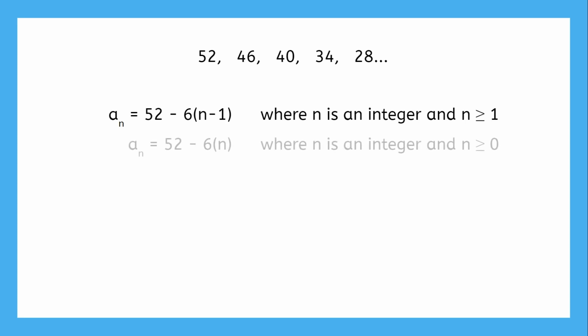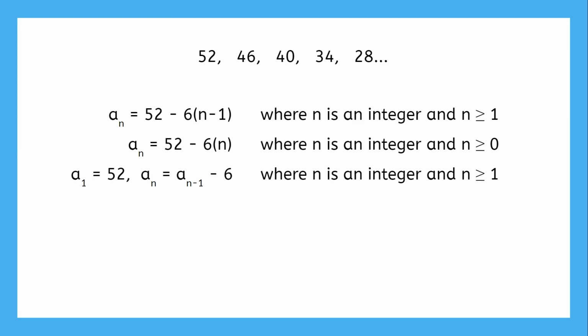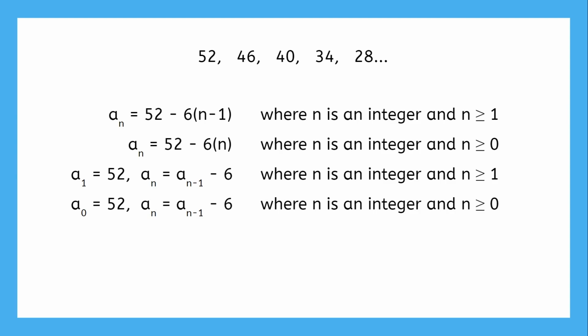We could also write it like this. Now the domain begins at 0, but that's okay because using 0 for n leaves just the 52. So the starting term will still be correct. Or we could do it recursively. Define it either with an initial term where n is 1 or where the initial term is term 0. For each of these 4 formulas, using the starting value for n will give you 52. And then increasing the value of n will return 46, and then 40, and then 34, on and on and on. They all work to generate the same sequence.